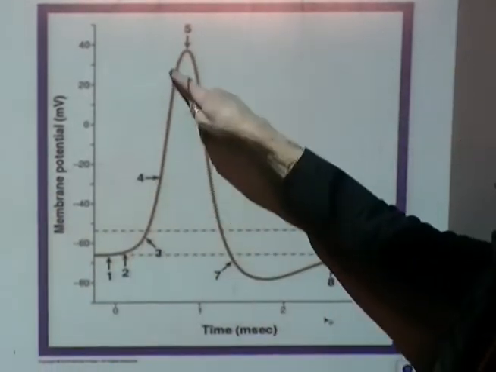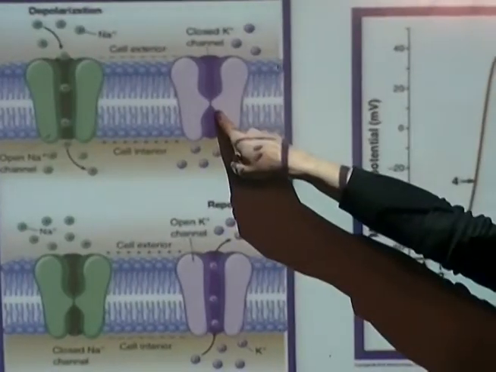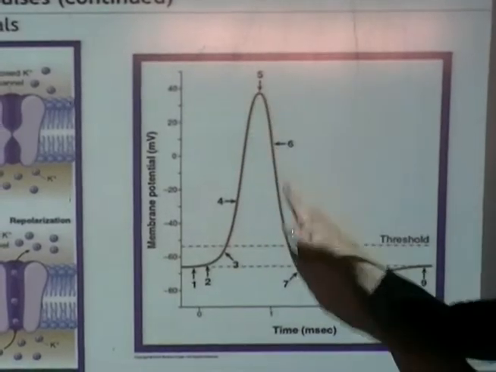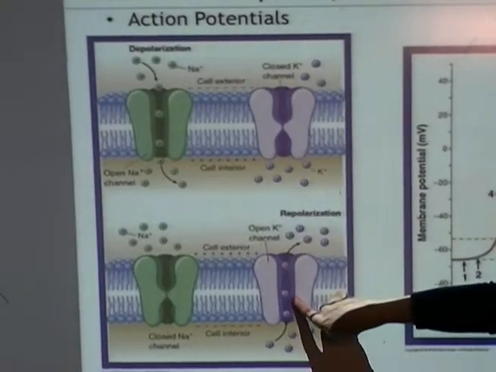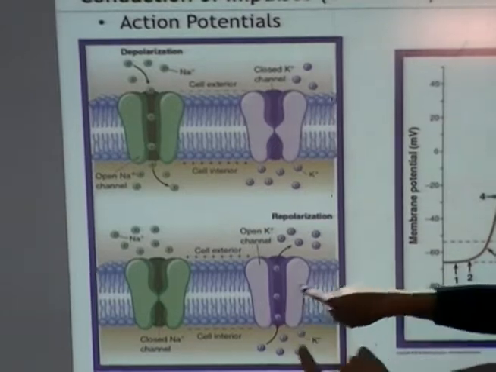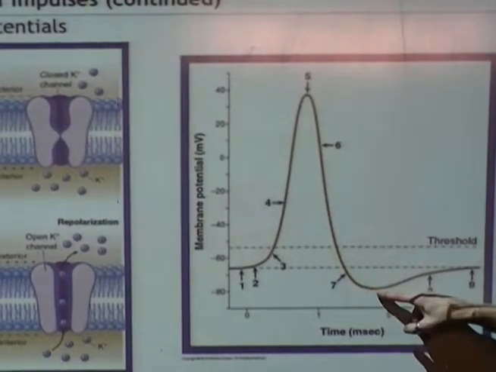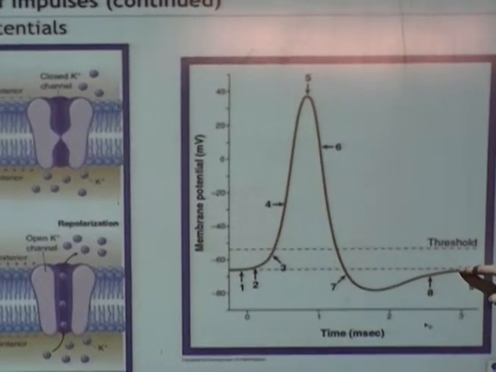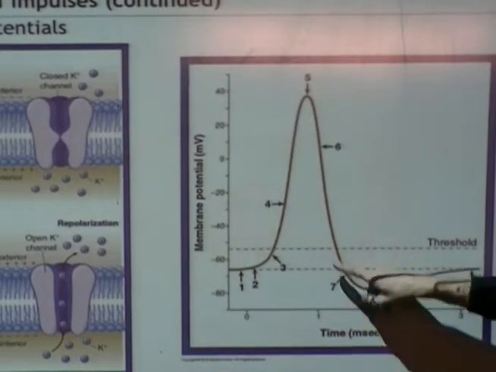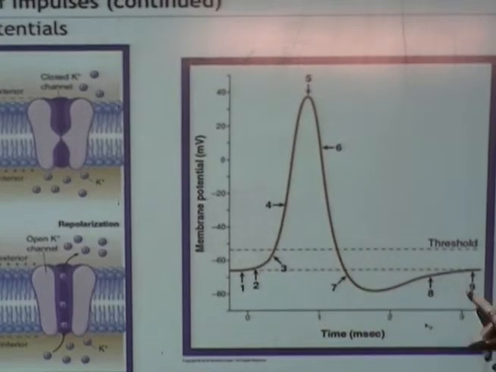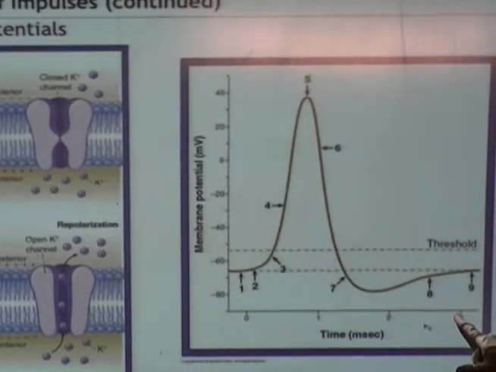Right? So this piece is depolarizing. And then I have to repolarize, so I have to bring it back down. So this piece is this. Okay? I have to bring it back down. What happens is it actually drops a little too low and then comes back to rest. So we overdo it a little bit and then bring it back to rest. And that whole cycle took 3 milliseconds.